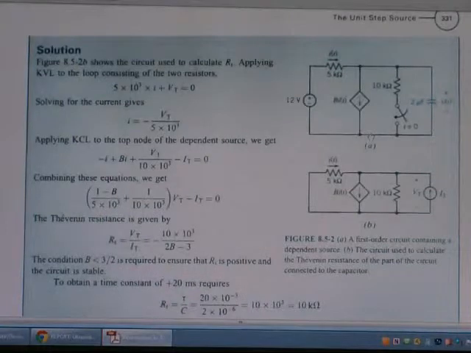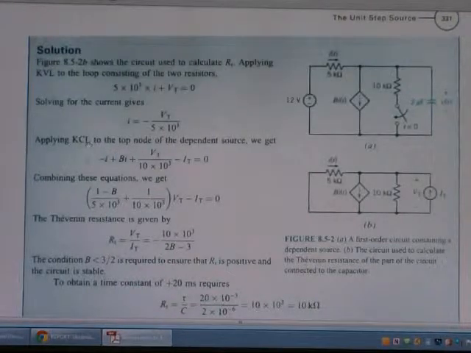So this equation applies to the shown circuit when the switch is closed at t equals 0. In this case, we have to find this voltage. So 5 times 10 to the power 3 multiplied by I plus v equals 0, and then I equals minus v divided by 5 times 10 to the power 3. So we got the current.